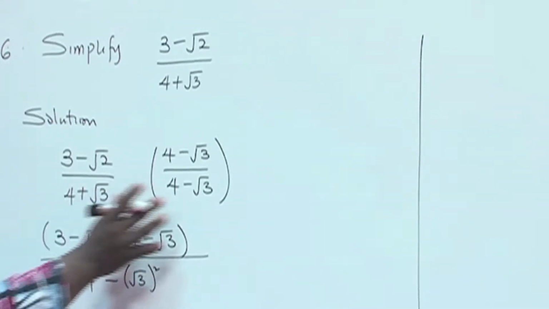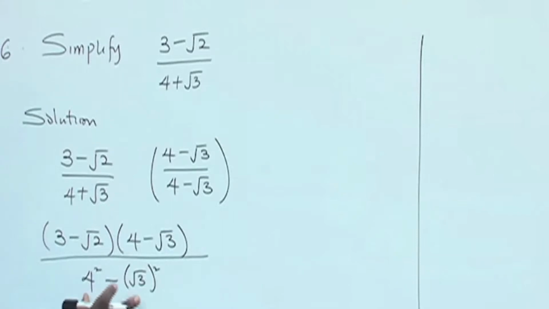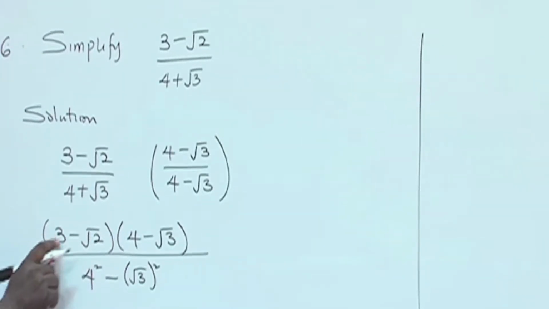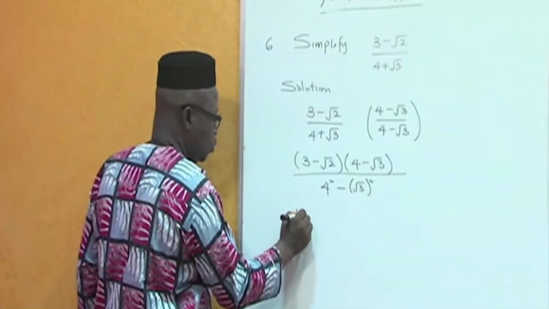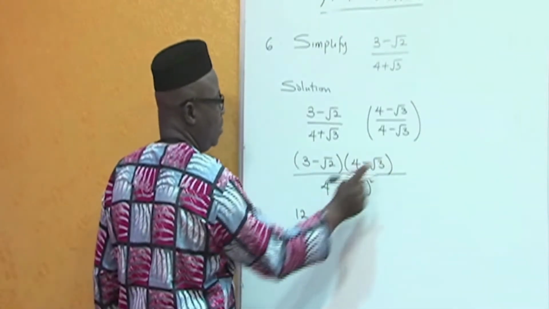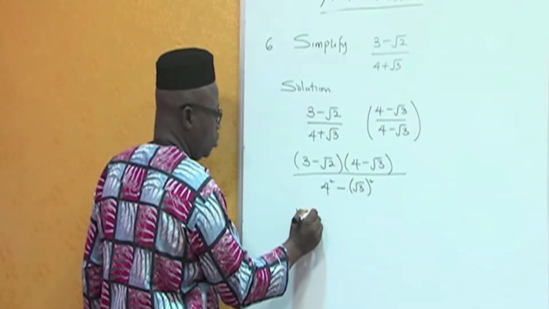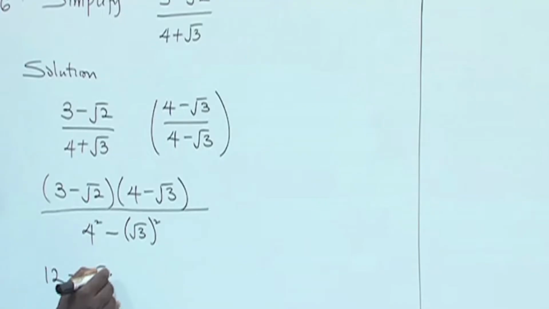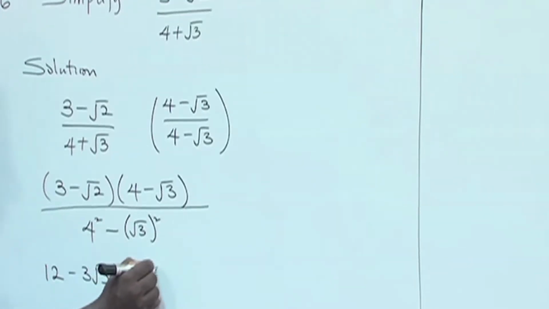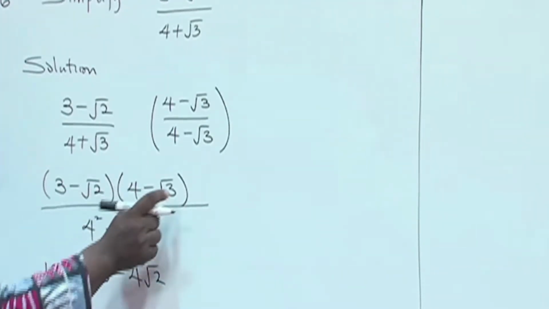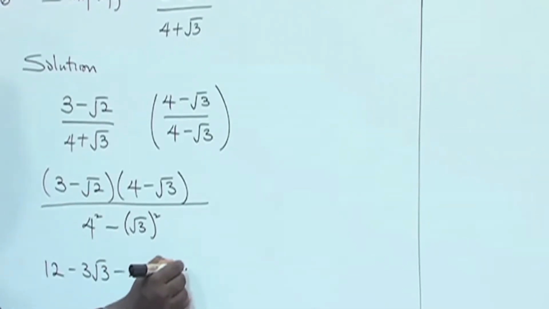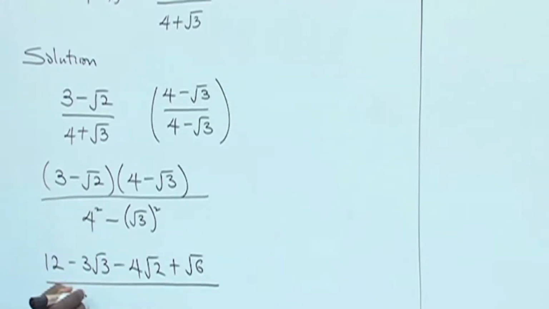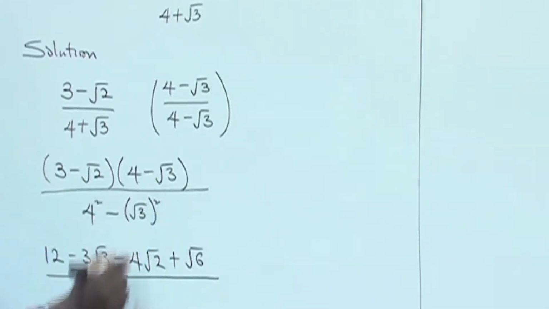If you multiply this with this, the denominator, you get this. So let me expand the bracket in the numerator. 3 multiplied by 4 is 12. 3 multiplied by minus root 3 is going to be minus 3 root 3. Minus 2 multiplied by 4 will be minus 4 root 2. Minus 2 multiplied by minus root 3 is going to be plus root 6. All divided by 4 squared is 16. Root 3 squared is 3.